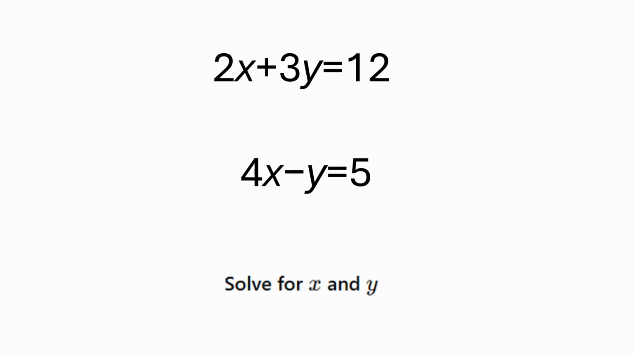It's an algebra problem where we want to solve for two variables, x and y. And we have two equations. It's 2x plus 3y equals 12 and 4x minus y equals 5. And again, we want to solve for x and y. If you'd like to pause the video here, we'll come back and work it out together.